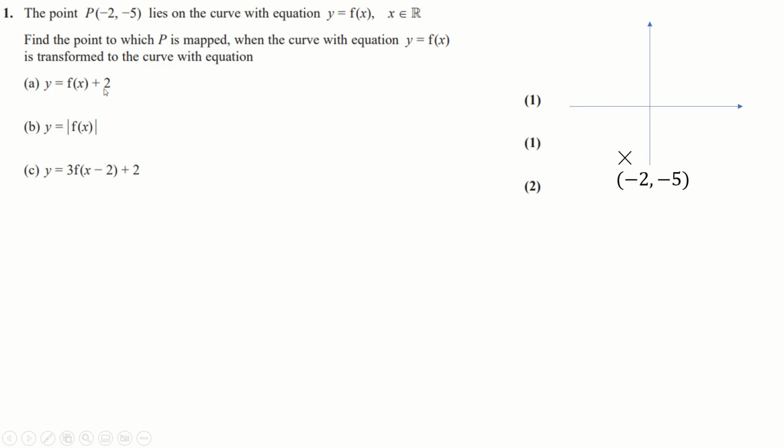This transformation moves everything up by 2 places. So if this goes up by 2 places, this coordinate, the x-coordinate, doesn't do anything. This one goes up by 2 to become a -3.